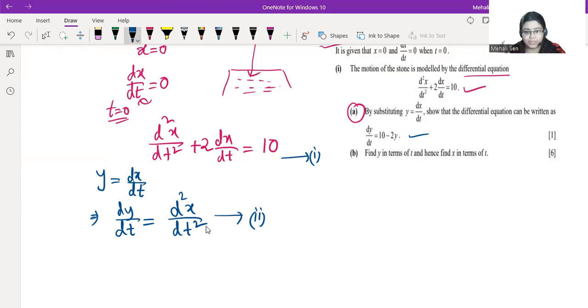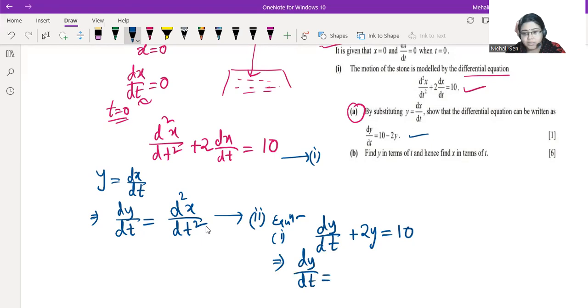So we put the values into the first one. If I put the values in the first equation, d2x/dt2 is nothing but dy/dt. Then dx/dt we can put easily, so 2y is equal to 10. Now, in this equation, we just transpose it. dy/dt is nothing but 10 minus 2y. So the first question has been proved. We have shown it already.